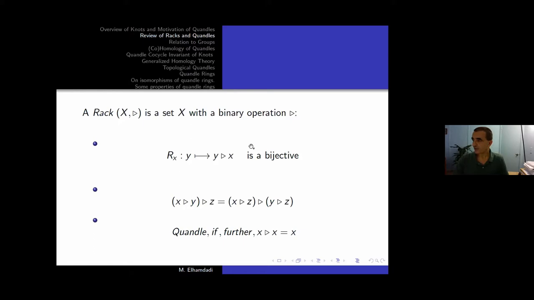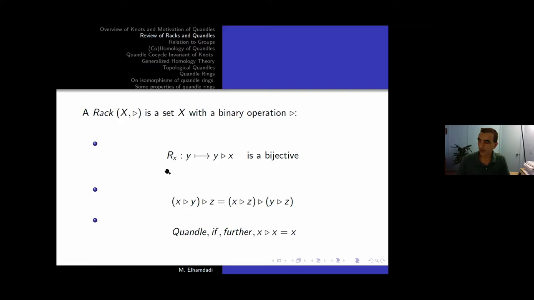Then you have a binary operation, and you require that right multiplication by every element is a bijection. The second relation is that it is right distributive. The operation distributes over itself from the right. I will explain in the next slide where these equations come from. The first two axioms, invertibility of right multiplication and distributivity, are used when you are dealing with knot theory without requiring Reidemeister move one. Basically, you're doing framed knot theory. In that case, you're talking about a rack. You do not require idempotency for the binary operation.